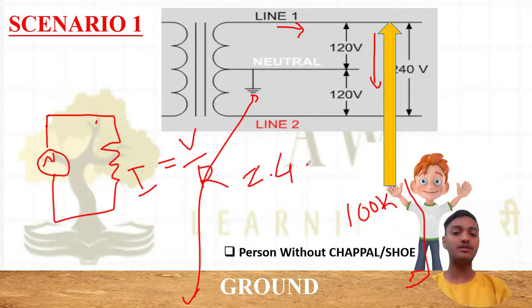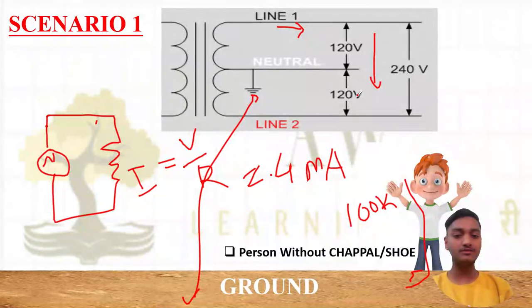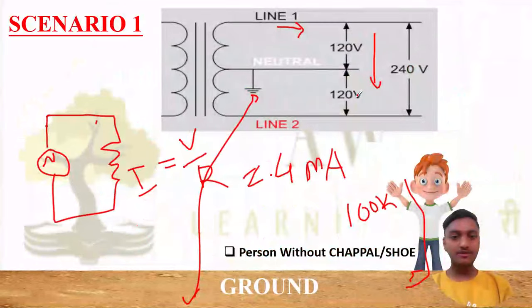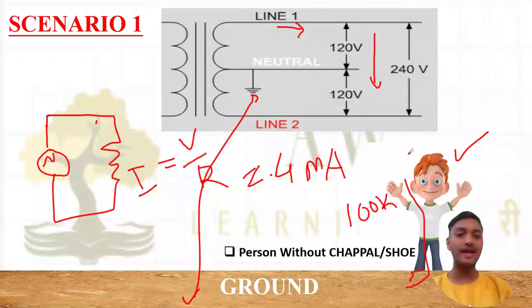So this much current will affect the body, and this current is not that much. We have seen what happens up to this current: at 2.4 milliampere only a tingling sensation we will feel. So this is not that high. But if the body is in wet condition, then an extreme shock may be suffered, and because of this death may happen.